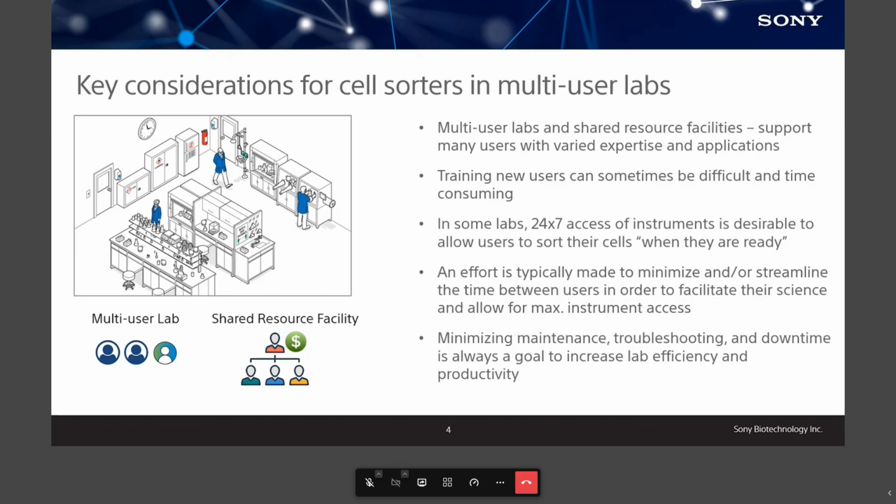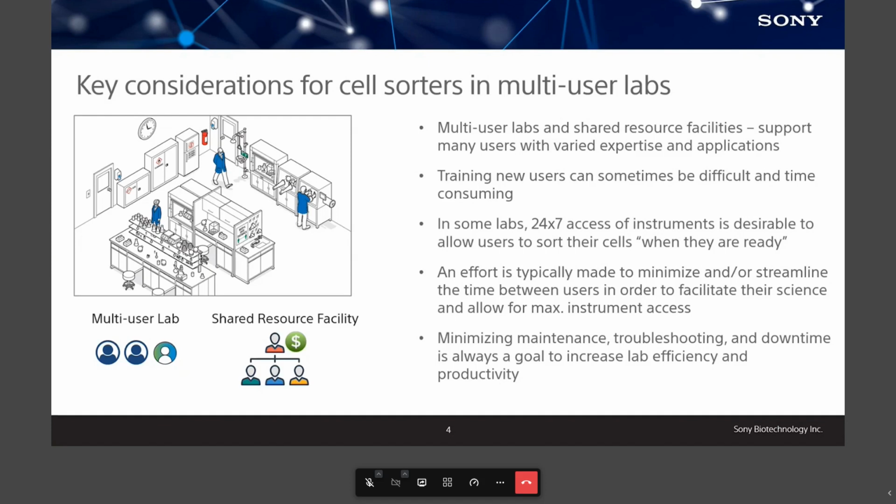However, there are several key considerations for both of these types of labs, right? They're both multi-user type labs. They both support many users with varied expertise and applications, right? And training these new users can oftentimes be very difficult and time consuming. On top of that, some labs often require 24/7 access to the instruments so that their users can sort their cells basically when their cells are ready, day or night.